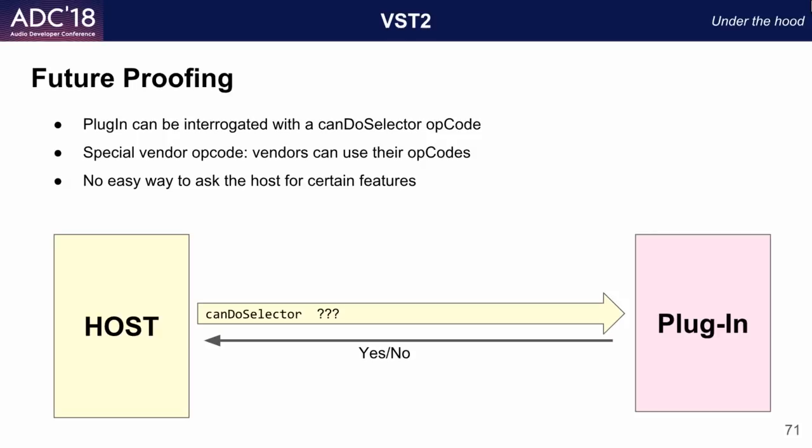Future-proofing, maybe I missed something, but it's not quite as good as VST2, which surprised me. There is a can-do selector from the host to the plugin, and then the plugin can say, yes, I support that, or I don't, but I couldn't really find the other way around in audio units. Maybe I'm really missing something. If I am, then please shout.